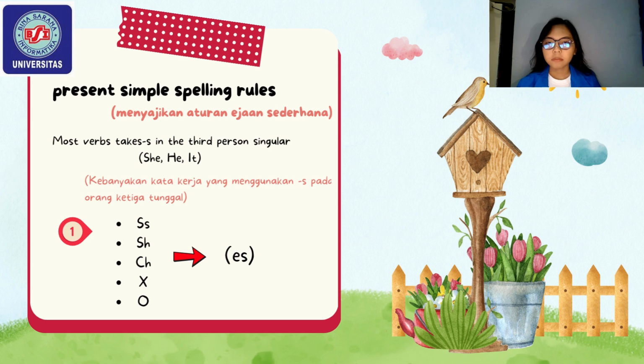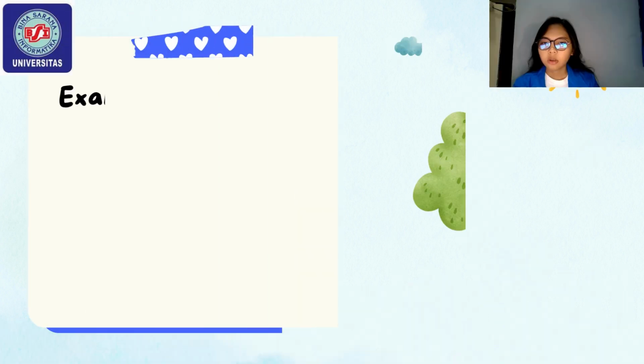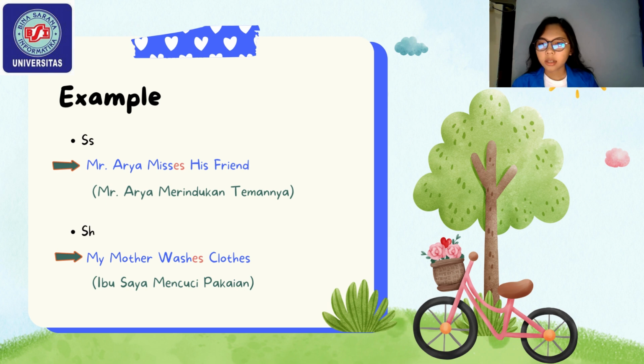Next is present simple spelling rules. Most verbs take s in the third person singular: she, he, it. Number 1 is a verb ending in ss, sh, ch, x, and o. So, es must be added to the verb. For example, number 1 is ss.